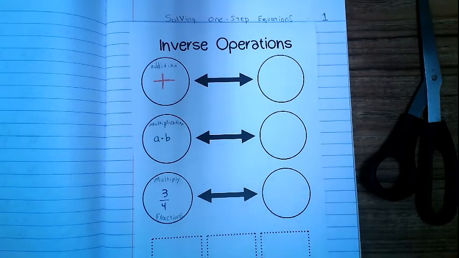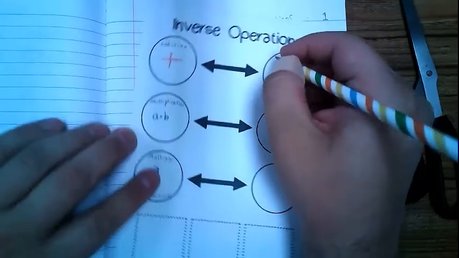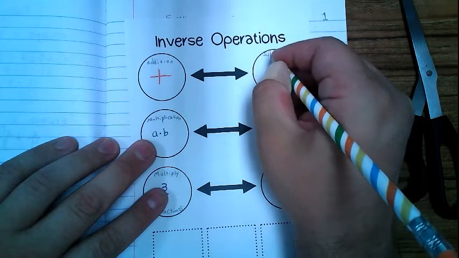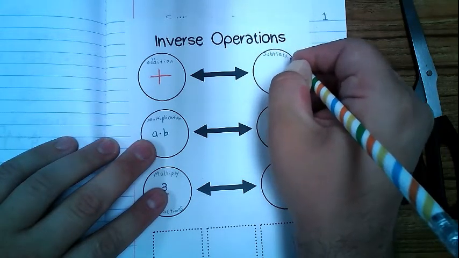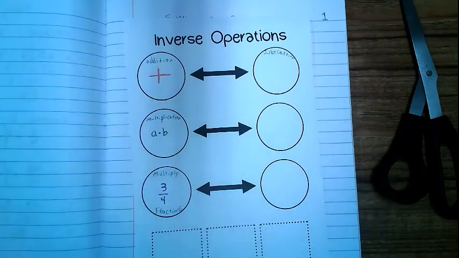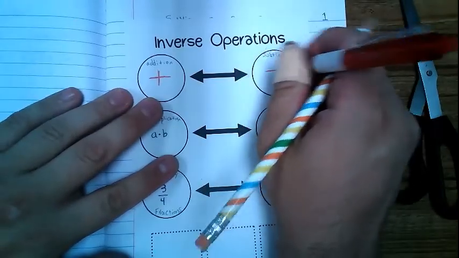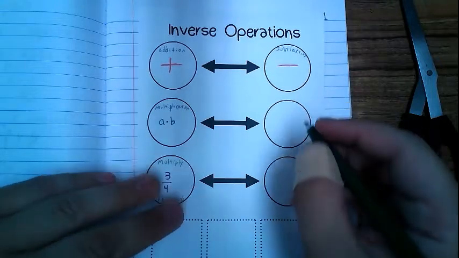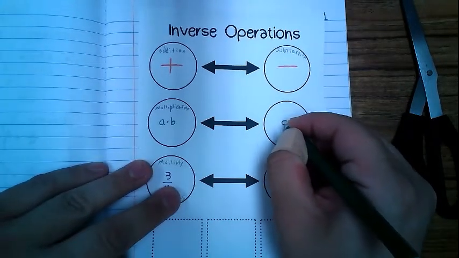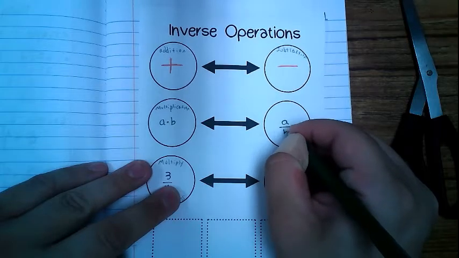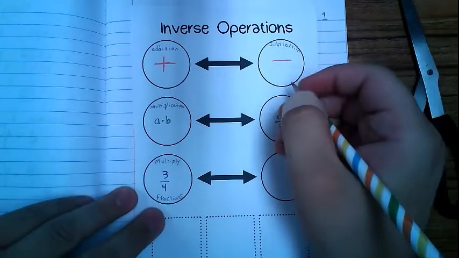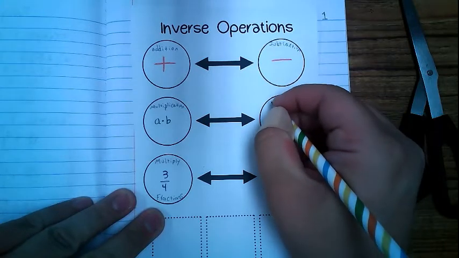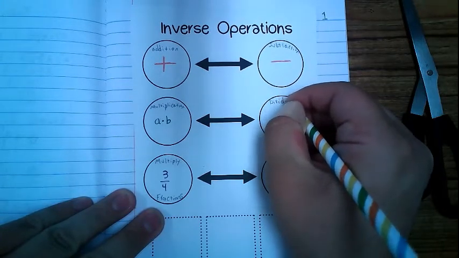So inverse means opposite. So what would the opposite of addition be? That would be subtraction. So you're going to write subtraction here. And then in red, nice big subtraction symbol. The opposite of multiplying by a number would be dividing by a number. So that would look like A divided by B. And you're going to write divide on the top.